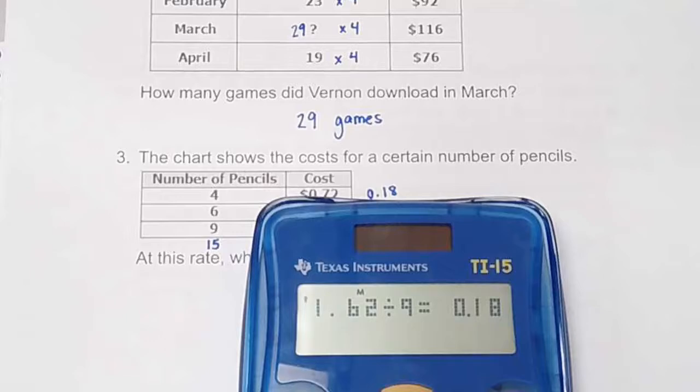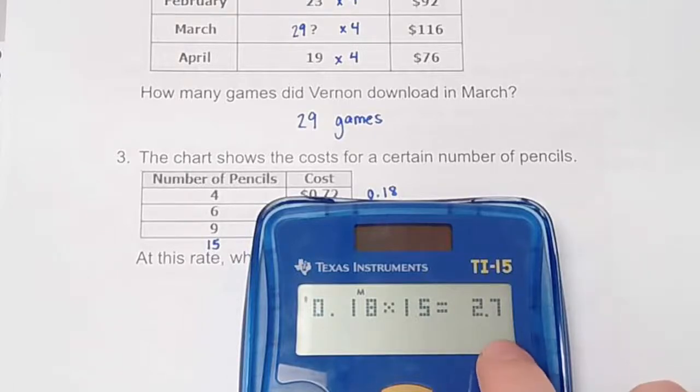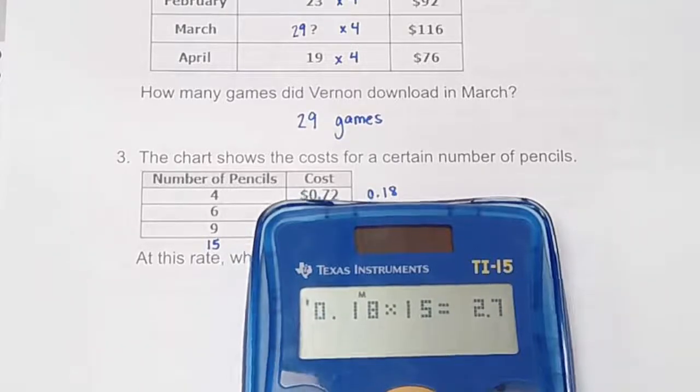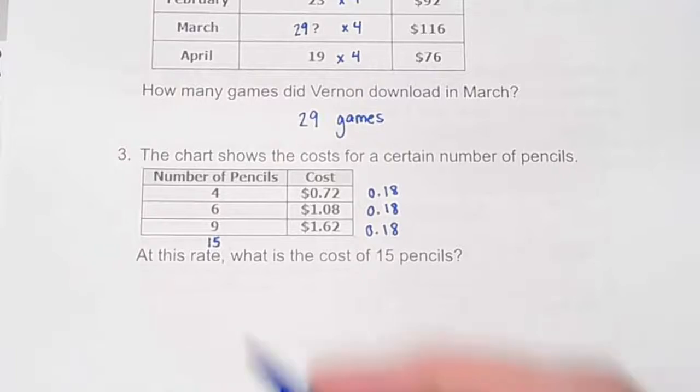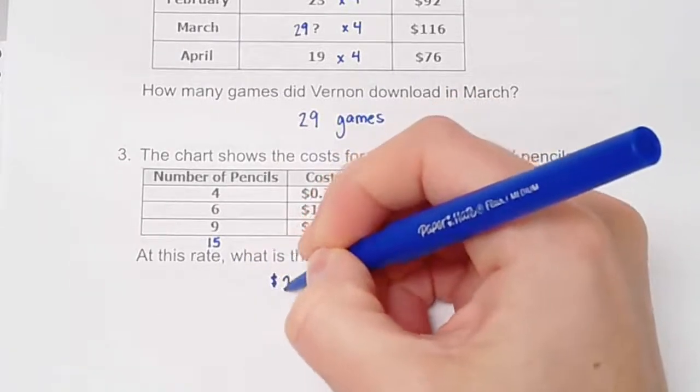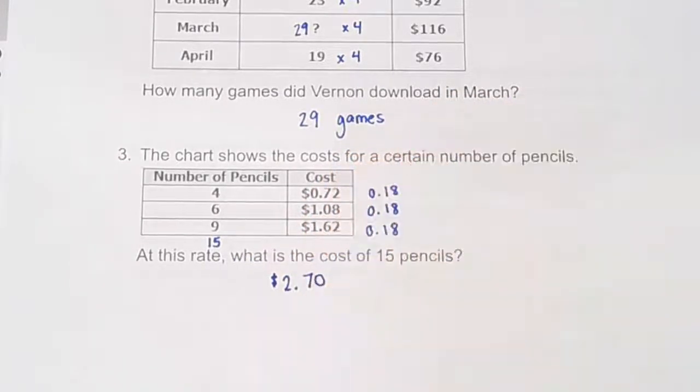And I get 2.7. Now, on the calculator, it puts it as 2.7, but we know with money, we always need 2 places. So it's going to be $2.70. Okay? All right, let's look at the next one. Sorry, it kind of bled through, so it might be a little hard to see.